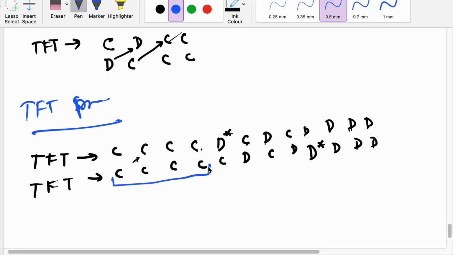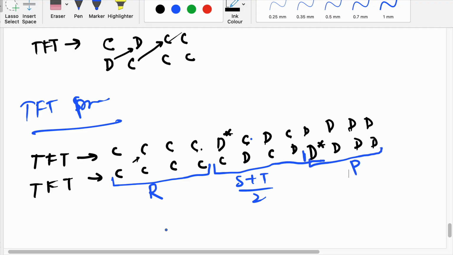So C in this chunk will get a payoff of R, and in this chunk it will get a payoff of S plus T by 2, because in some round he will defect and get T, in some round he cooperates and gets S, and in other rounds he will get P. So in this case, are both the players playing TFT? Yeah, both players are playing TFT. Oh, I see.